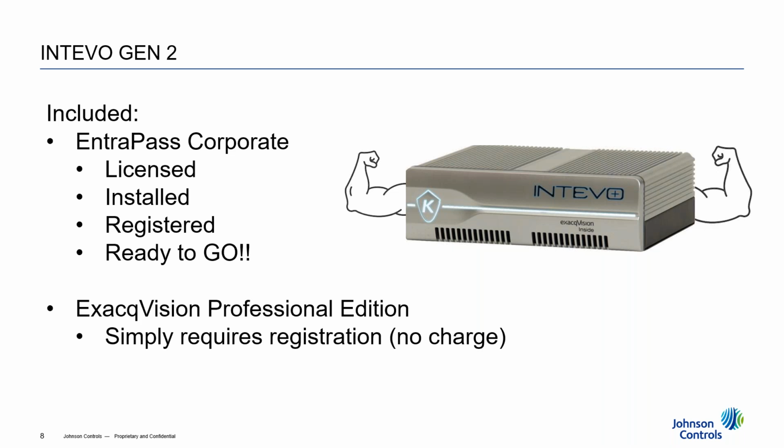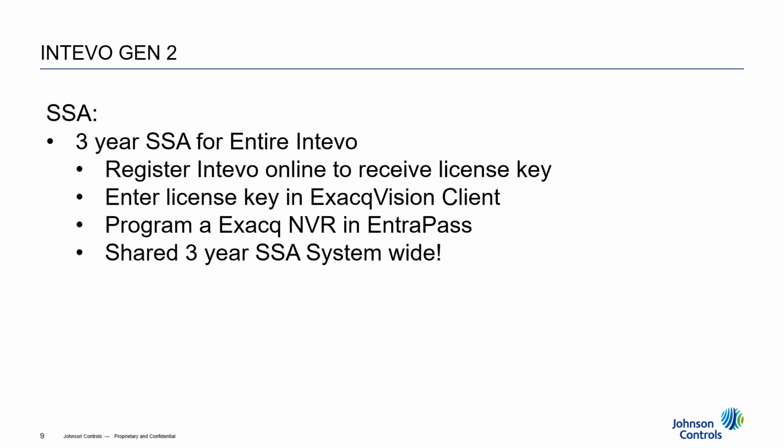So when you buy the INTEVO Advanced, for example, the INTEVO-ADV-4TB, you get everything on the box included, one price, one part, no changes or anything you have to care about. Your SSA is included for 3 years for the entire INTEVO. What does that mean? The INTEVO comes with 3 years of SSA.